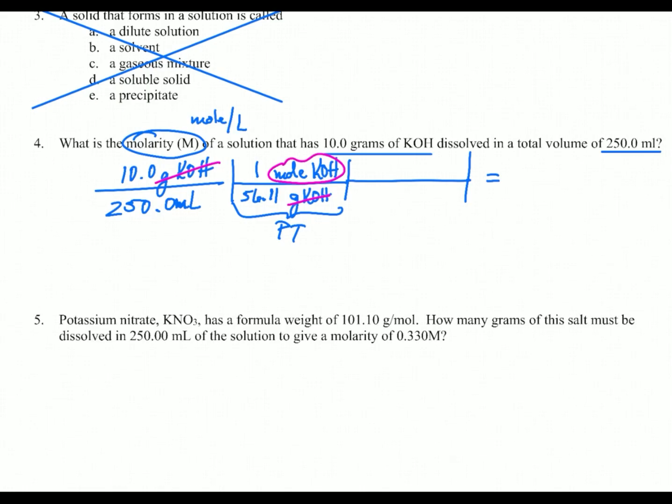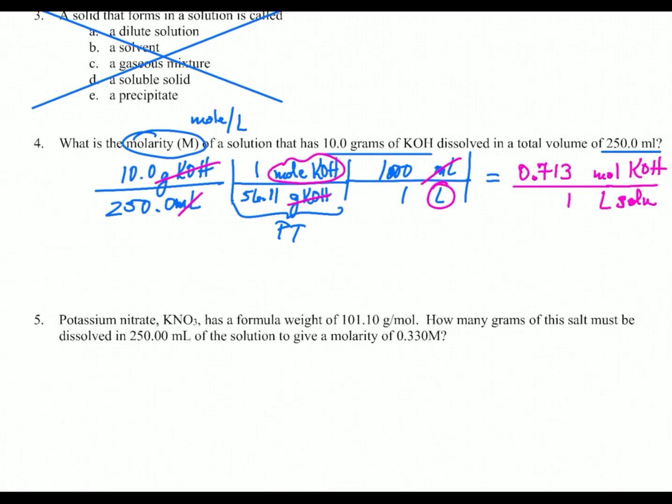Now for the milliliters, we need that to go to liters. So milliliters to liters, that factor is there's 1,000 milliliters in 1 liter. Once you do that math, milliliters will cancel, leaves you with liters on the bottom. So your answer will be moles of KOH per liter of solution. And we're going to do the math such there's a 1 on the bottom and we only have a single number in the numerator.